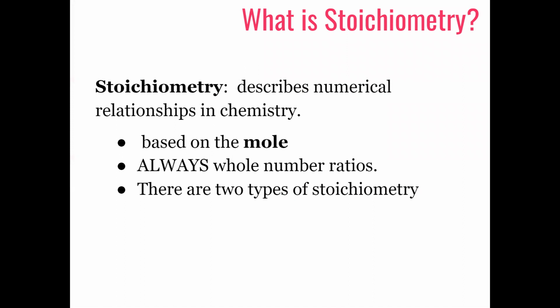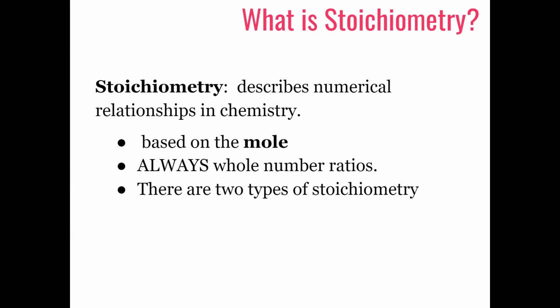So what even is stoichiometry? What is that weird word? What does it mean? It describes the numerical relationships in chemistry. It is based on the mole. It's based on that 6.022 times 10 to the 23rd power. And lucky for you guys, it's always going to be a whole number ratio between reactants and products, between reactants and other reactants, between products and products, between a lot of things.